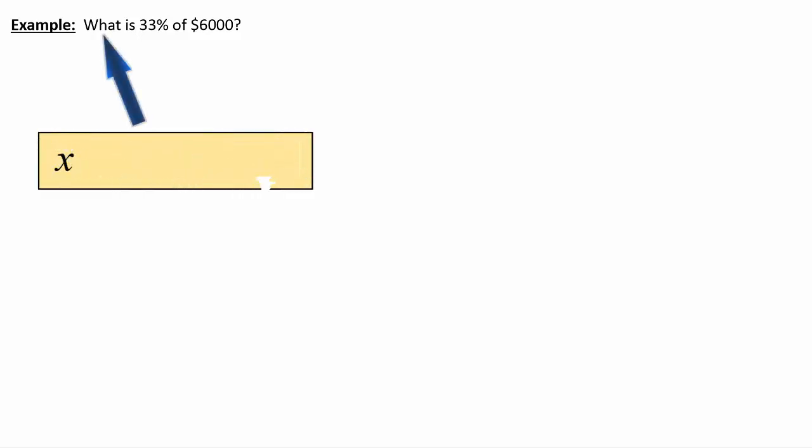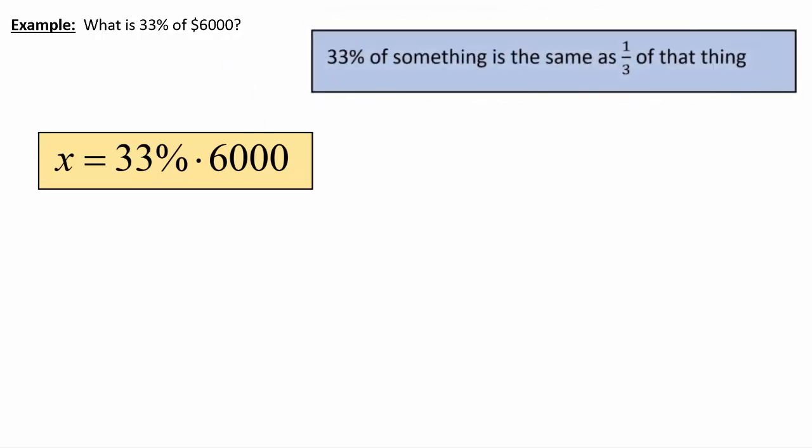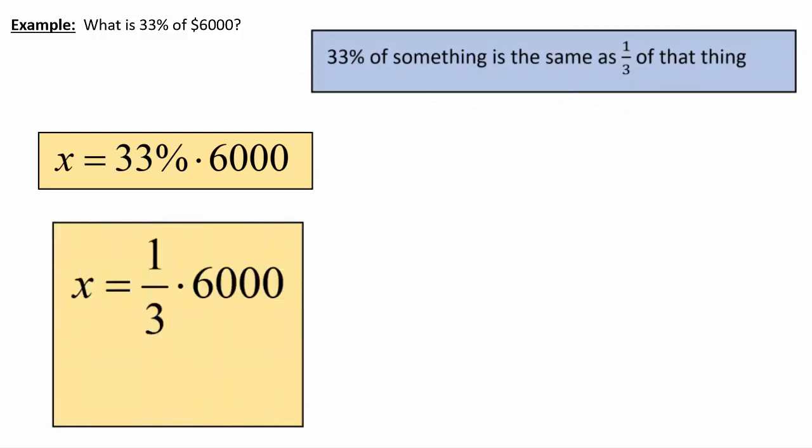Example, what's 33% of $6,000? Well, we'll call that x. "Is" means equals, and "of" means times, and then 6,000. So x equals 33% times 6,000. What form of the number is easier here, 1/3 or 0.33? Probably 1/3. So x equals 1/3 times 6,000.